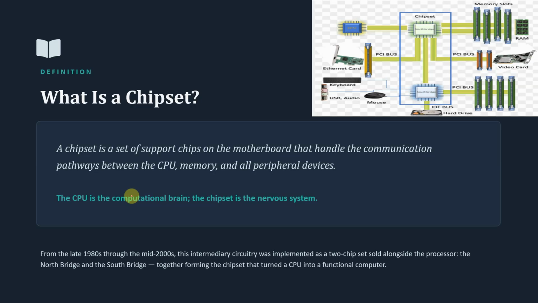Now, we are going to have something known as a chipset over here. Basically, a chipset is a set of support chips on the motherboard that handles communication pathways between the CPU, memory, and all peripheral devices. The CPU is the computational brain and the chipset is the nervous system. You can see over here that our CPU is not directly communicating with all the peripherals, but it is using a chipset. This chipset helps the CPU establish communication between the CPU and all the peripherals.